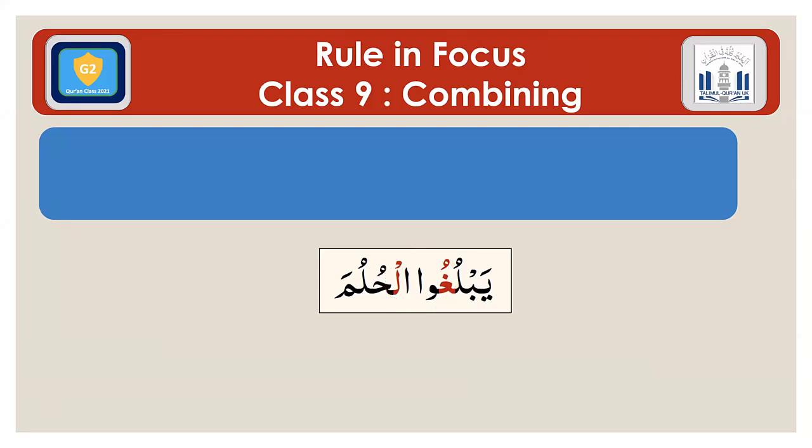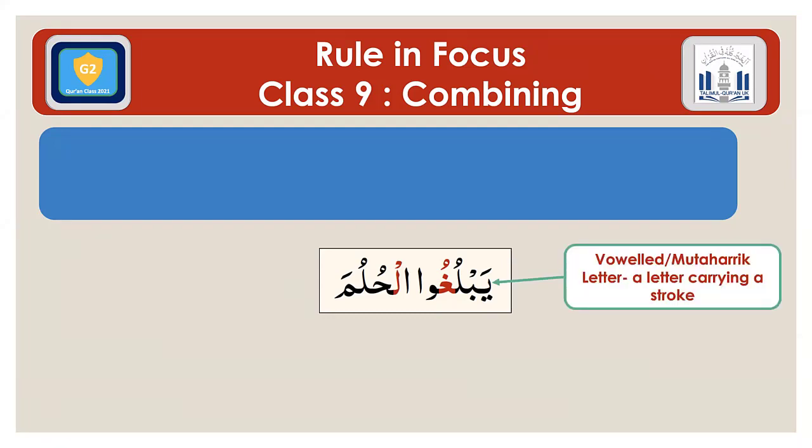Okay, so first, let's look at this letter here, this ya. This is a letter that's carrying a stroke, which happens to be a fatha. And this is known as a voweled letter. And this was a term that we introduced to you the other day. It's a voweled letter because it carries a stroke. Now there's a new word that's been written here, mutaharrik. Mutaharrik is an Arabic word, okay?